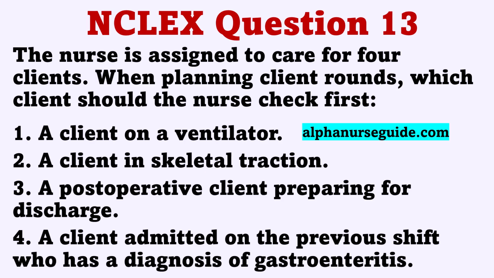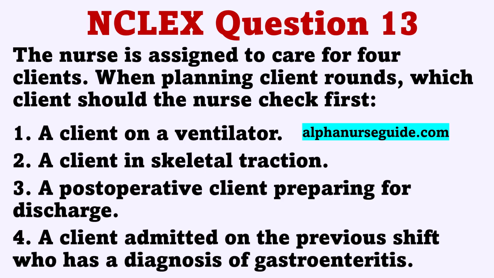The nurse is assigned to care for 4 clients. When planning client rounds, which client should the nurse check first? 1. A client on a ventilator. 2. A client in skeletal traction. 3. A postoperative client preparing for discharge. 4. A client admitted on the previous shift who has a diagnosis of gastroenteritis.